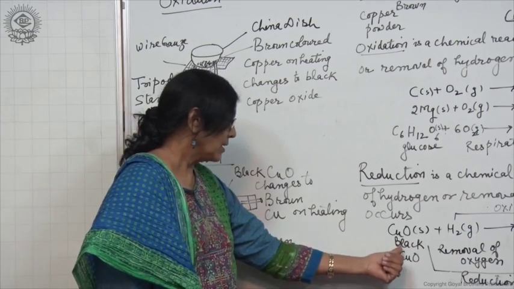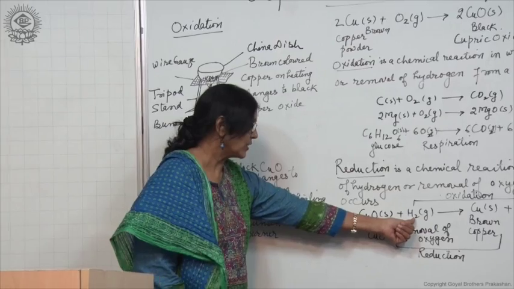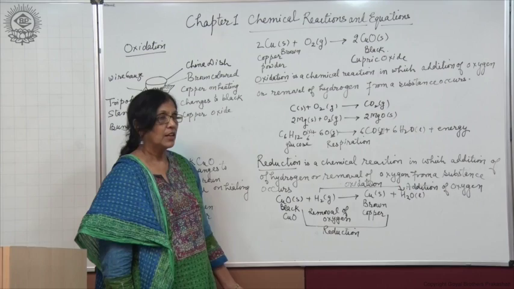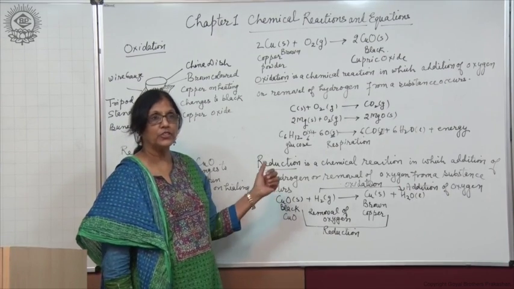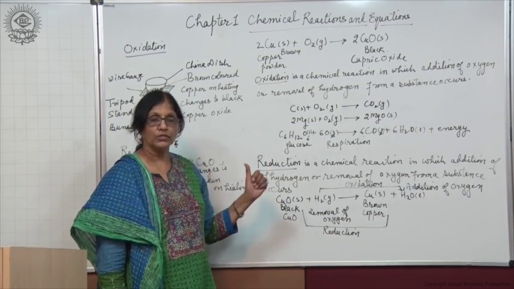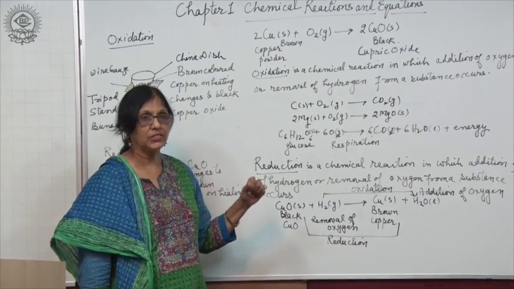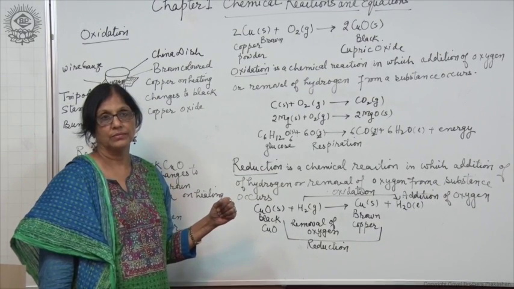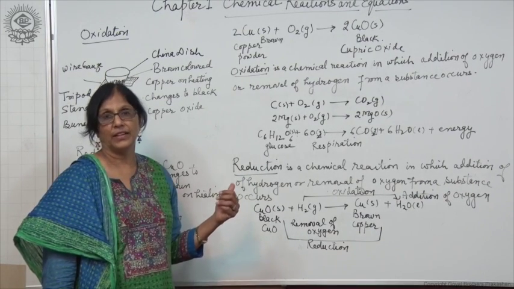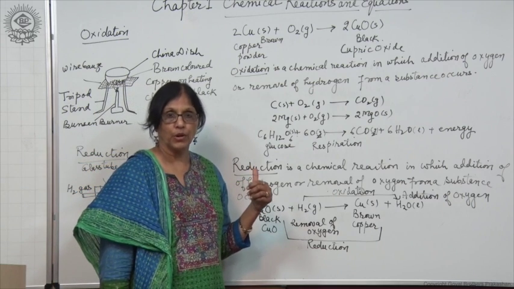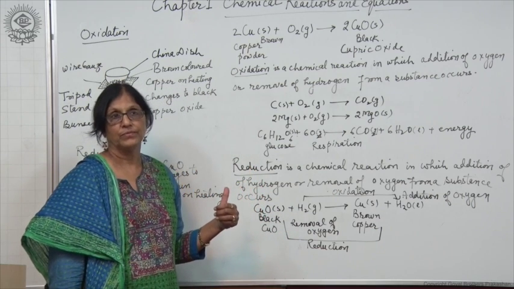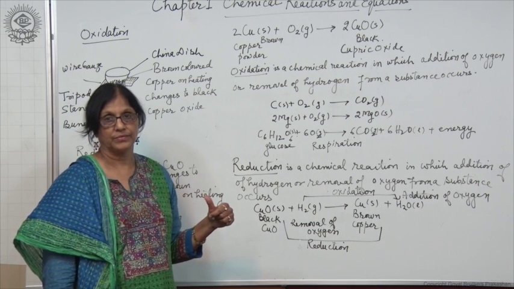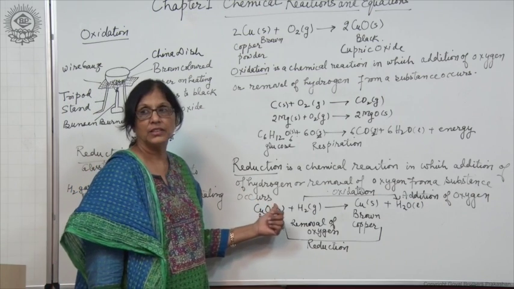Copper oxide on heating reacts with hydrogen gas and forms brown colored copper and water. Now you can see copper oxide has changed to copper. Oxygen has been removed, and this reaction in which oxygen has been removed from the substance is called reduction. So now we can define reduction. Reduction is a chemical reaction in which addition of hydrogen or removal of oxygen from a substance occurs. So this is a reduction reaction.